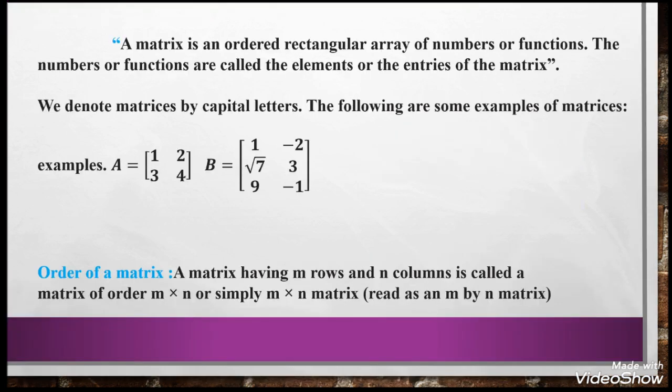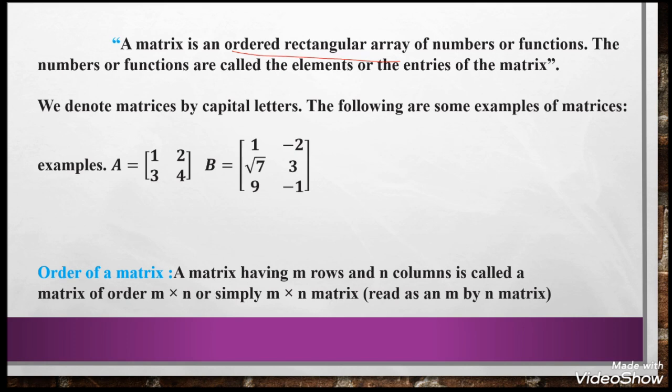Now, there is a concept: matrix. Basically, a matrix is an ordered rectangular array of numbers or functions. The numbers or functions are called the elements or entries of a matrix. Here, it is an ordered rectangular array, which means there is an orderly arrangement in a box, whether we take it as rows or columns, an ordered rectangular arrangement of numbers or functions.